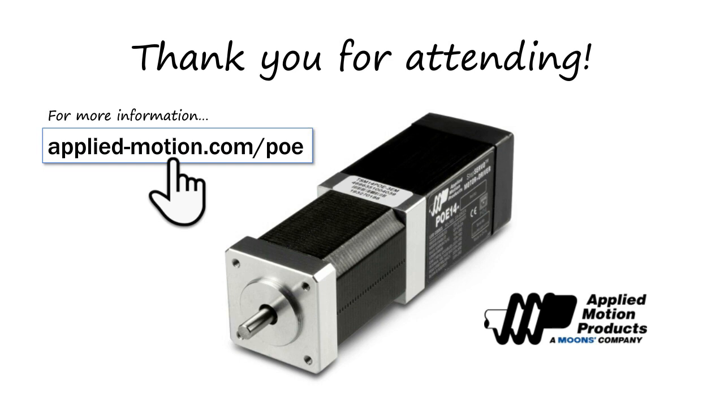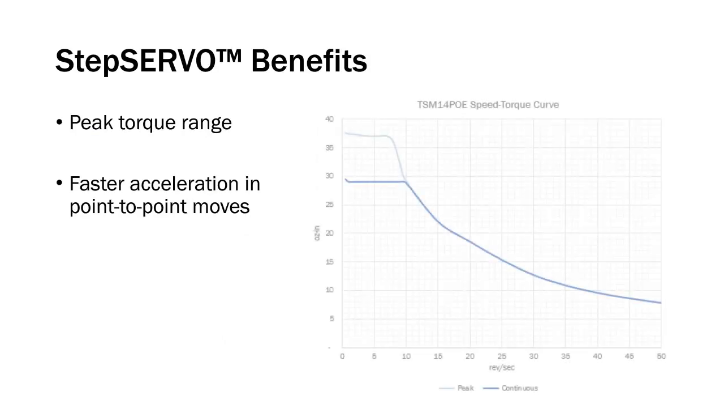This is a NEMA 14 frame motor, and I can pull the speed torque curve back up. They produce between 15 to 30 ounce inches in the lower speed range. So it's not a ton of torque in terms of the overall spectrum of motion control motors on the market. It's on the smaller end of step motors right now. But we can increase that torque quite a bit by putting a planetary gearbox on there if the speed is slow enough.